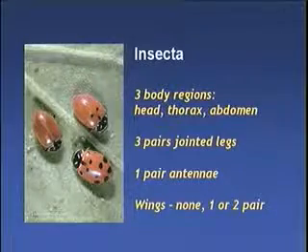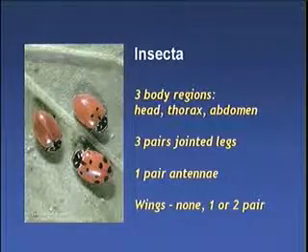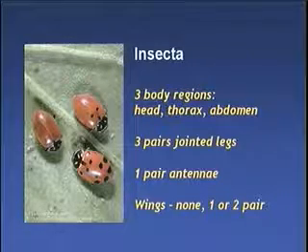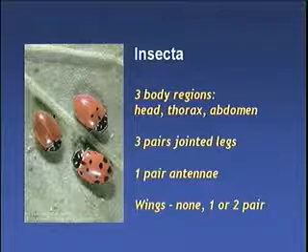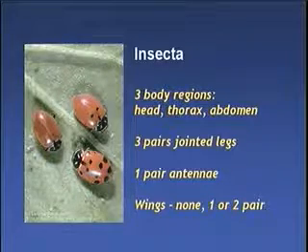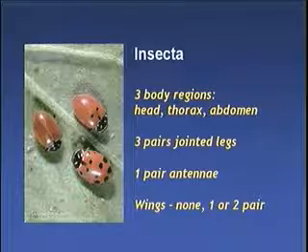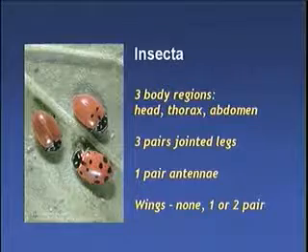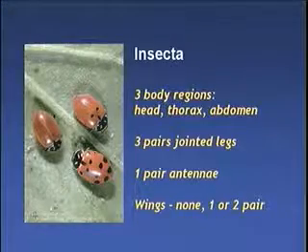Insects in the adult stage will always have these characteristics. They have 3 body regions, a head, thorax, and an abdomen, which we'll show you. 3 pairs of jointed legs, 1 pair of antennae, and wings. They may or they may not. They may have 1 pair or they may have 2 pair. And often that's what we use to characterize insects.